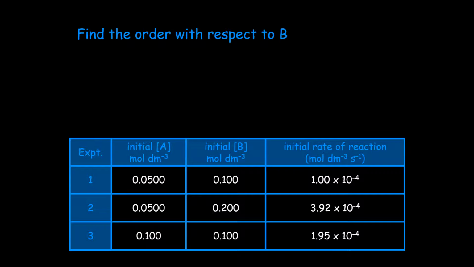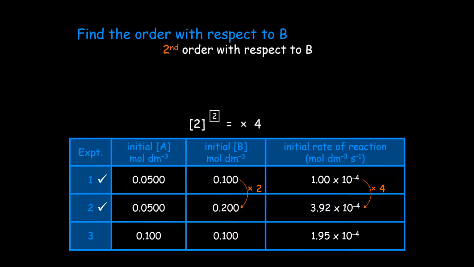So what we're looking for here is to keep the concentration of A the same, but change the concentration of B. So we're looking at experiments 1 and 2. Now we're doubling the concentration of B, and that quadruples the rate of reaction, so therefore it is to the power of 2. So it's second order with respect to B.